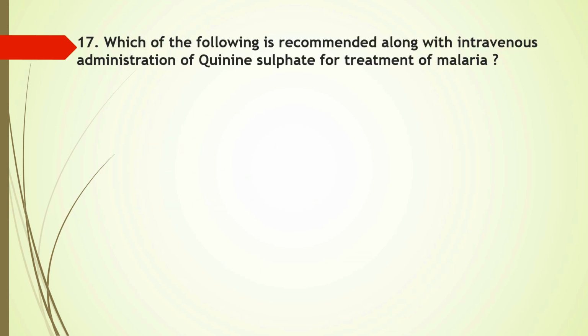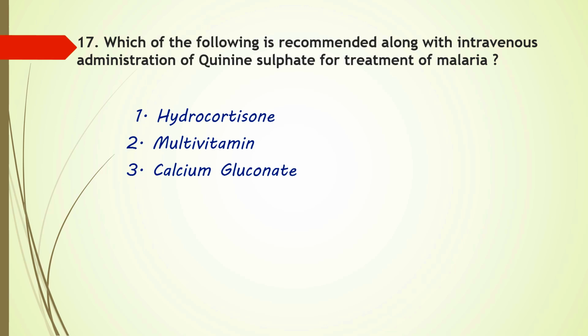Next question. Which of the following is recommended along with intravenous administration of quinine sulfate for treatment of malaria? Options are hydrocortisone, option 2 multivitamin, option 3 calcium gluconate, or option 4 glucose. While administering intravenous quinine sulfate, glucose is added to prevent hypoglycemia, that means dangerously low blood sugar, which is a known and potentially severe side effect of quinine therapy. So here option 4 glucose is the correct answer.